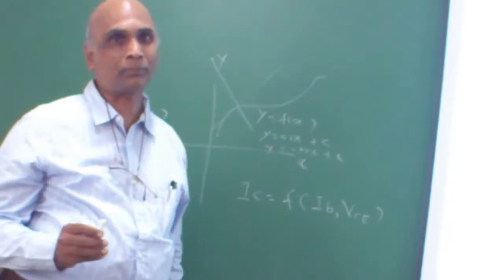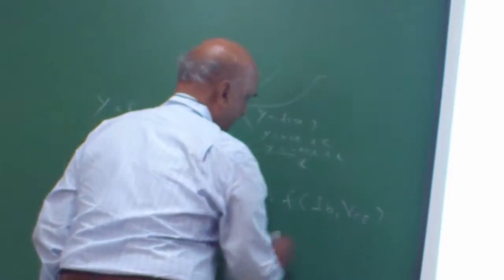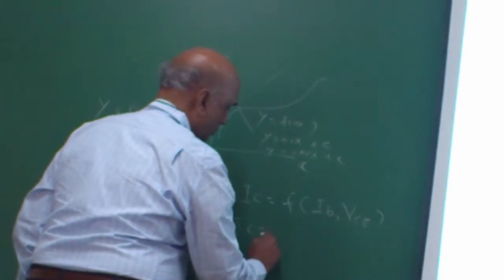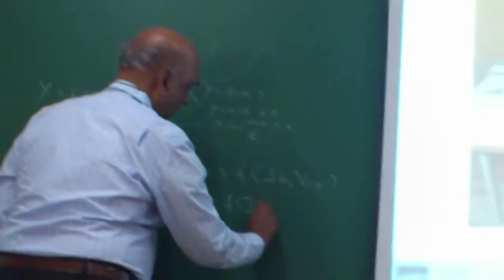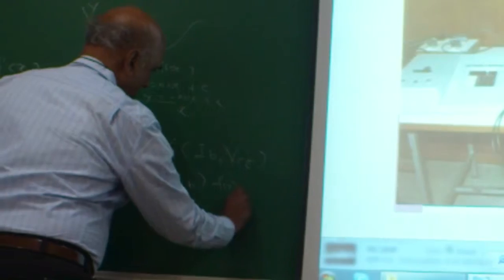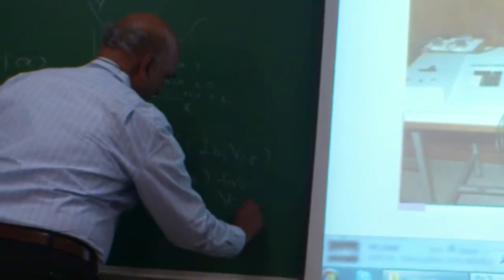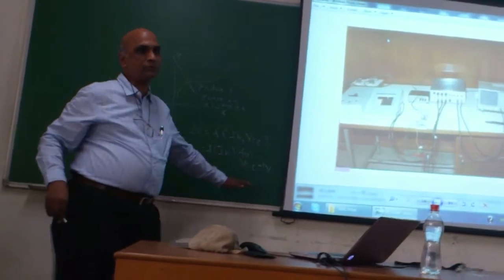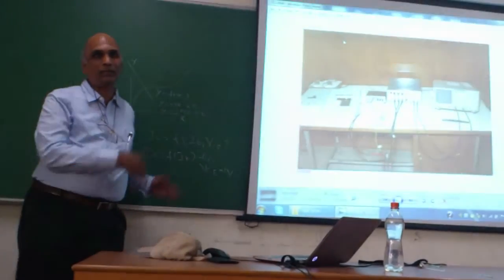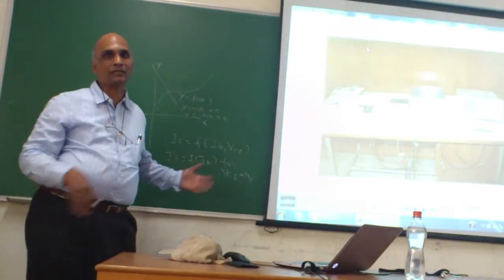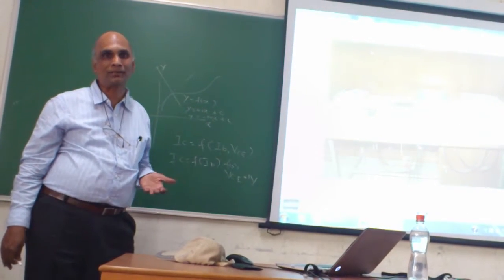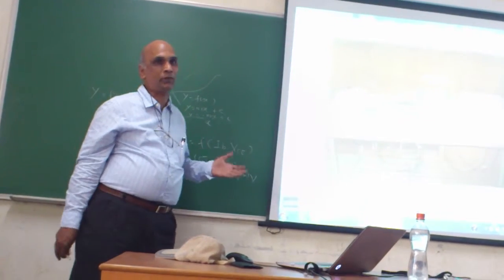Because for one graph, you can only plot the function of IC equal to f of IB for a fixed VC, say VC equal to 1. But what happens when VC starts varying: 1, 2, 3, 4, and 5? You get multiple graphs. That's how you get transistor characteristics in two dimensions. But that's really not the right way to plot.